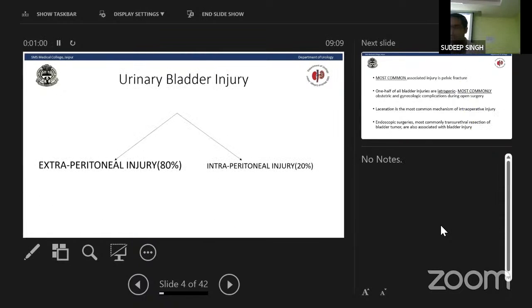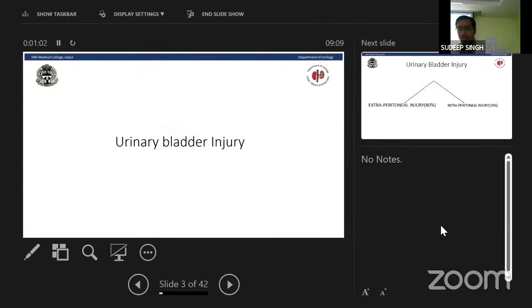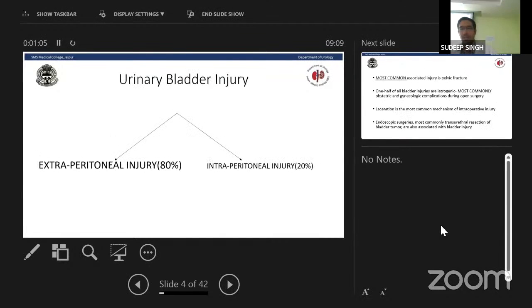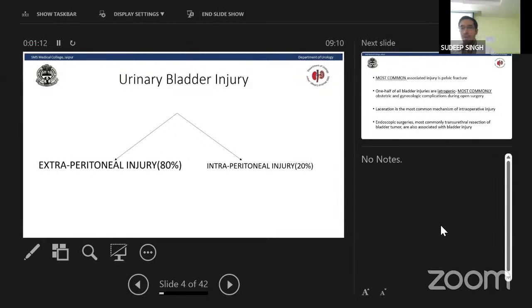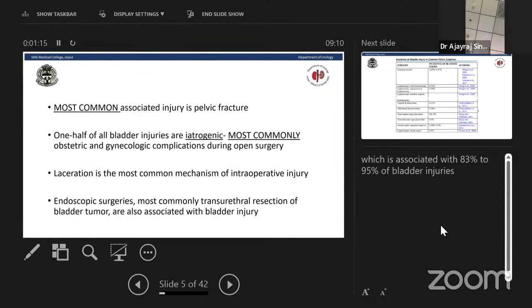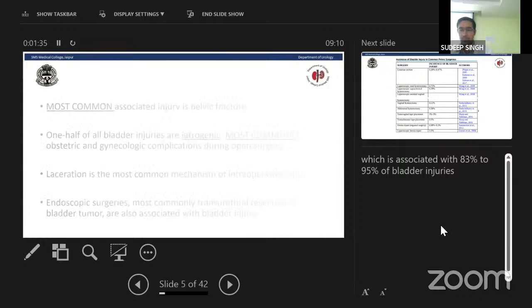I'm extremely sorry for the technical problem. I'll again start with the bladder injuries. The bladder injuries are divided into extraperitoneal and intraperitoneal injury. The extraperitoneal account for more than 80% of the injuries and the intraperitoneal injury accounts for 20% of them. The most commonly associated injury is the pelvic fracture. One half of all the bladder injuries are iatrogenic, most commonly from obstetric and gynecological complications. Laceration is the most common mechanism of intraoperative injury. Some endoscopic procedures like transurethral resection of bladder tumor are also associated with bladder injury.